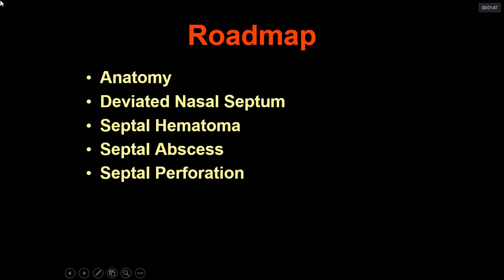Okay, so today we are going to talk about, we have already studied about anatomy, so something about anatomy. And then we are going to talk about deviated nasal septum, septal hematoma, septal abscess, and septal perforation. So these are all the different diseases of nasal septum.